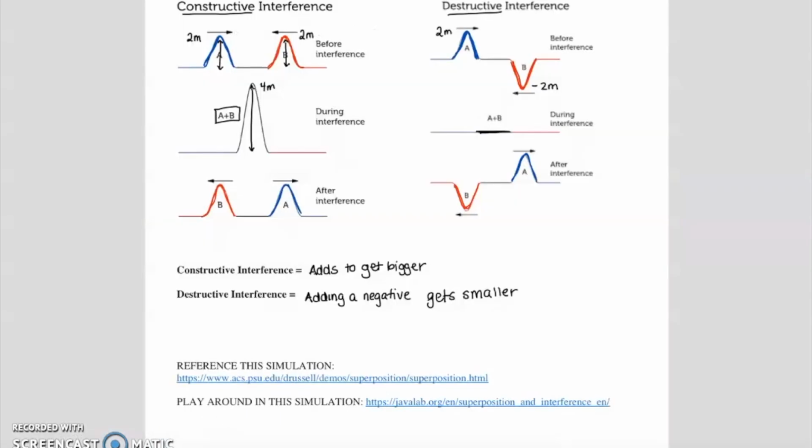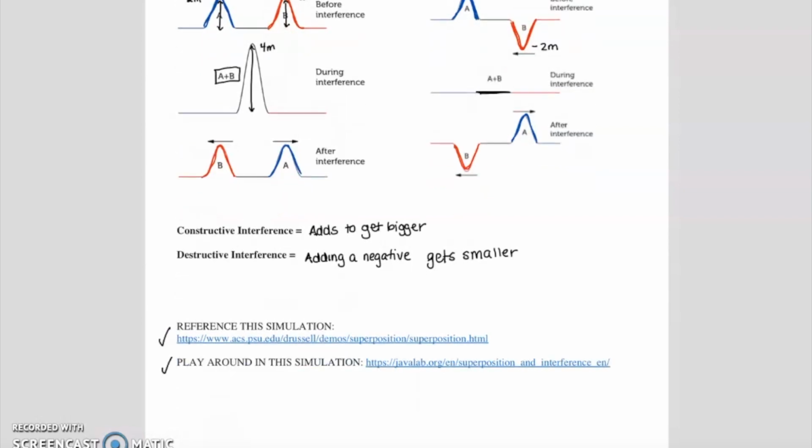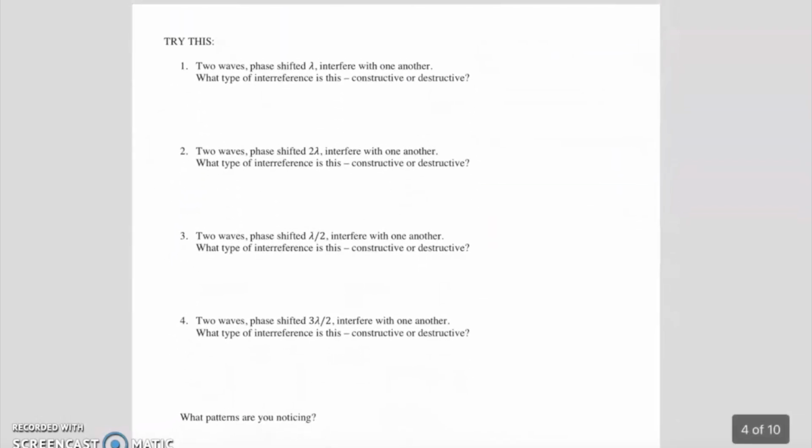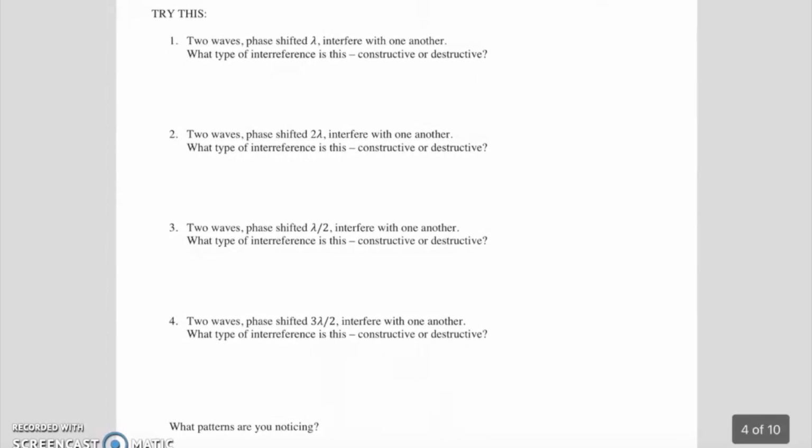The two simulations I just showed you, the links are listed right here in my notes. So I have a few problems for you to try. I would like you to draw two waves that are phase shifted by one wavelength. And I want to know what happens when they interfere with each other. What does that superposition look like? Would it be constructive, destructive, somewhere in the middle? And then I want you to repeat that question for 2 lambda, lambda over 2, and 3 lambda over 2. See if you can draw these out and decide constructive or destructive.